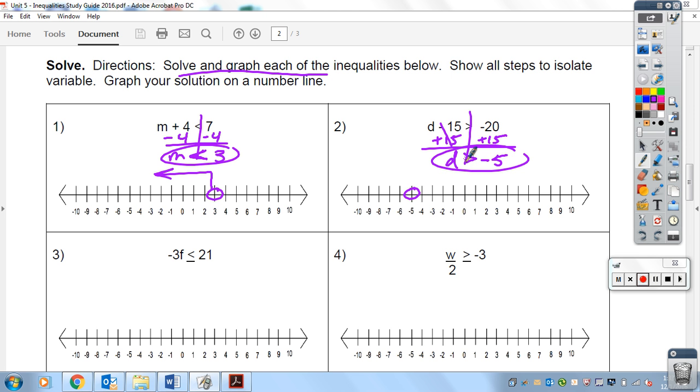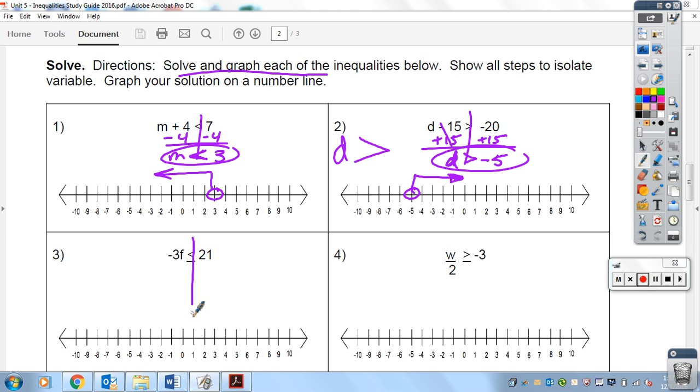D is on the big side. Big numbers are always to the right. You cannot always go by the direction. Don't say, oh, this one's going to the right, so I go to the right. We're graphing the variable options. D is on the big side. All symbols have a big side and a small side. D is on the big side, so I shade to the right where the big numbers are.